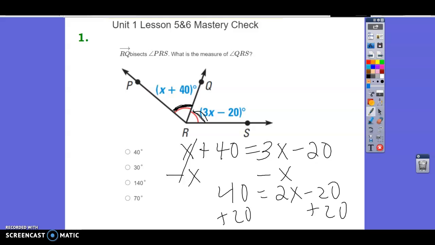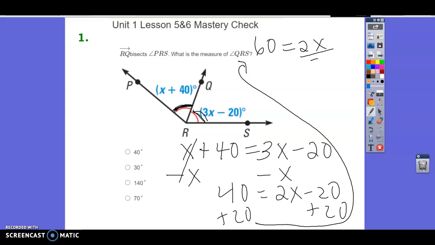I'm running out of room, so I am going to put an arrow so everyone knows where I'm going. This is how you should do your work. So 40 plus 20 is 60 equals 2x. Divide both sides by 2. Gosh, I hope I didn't make a mistake. That looks good. X equals 30.